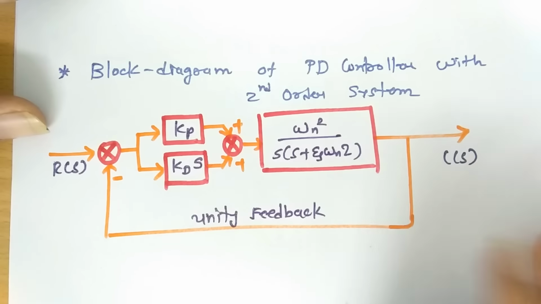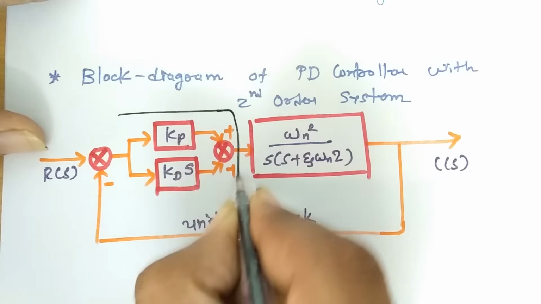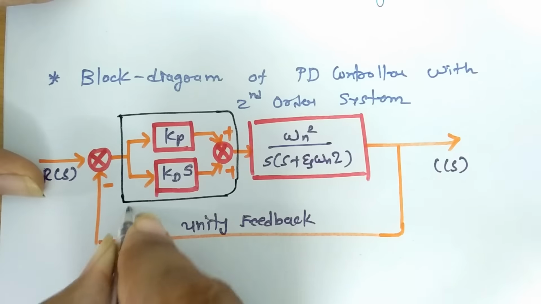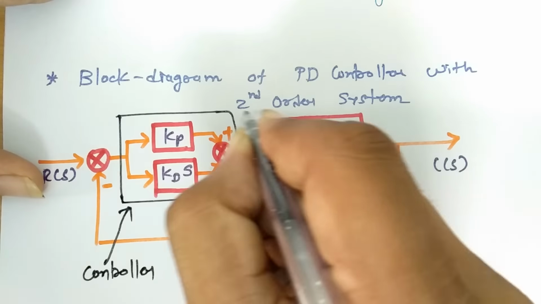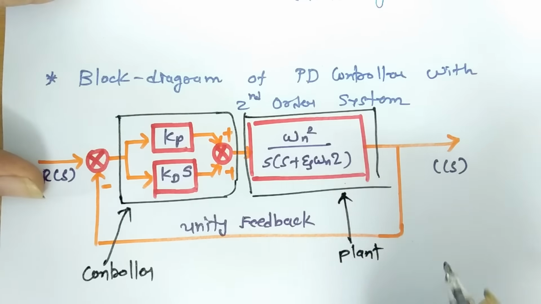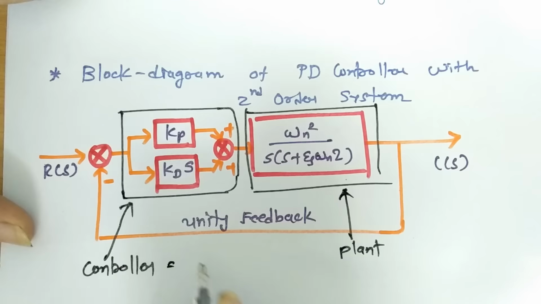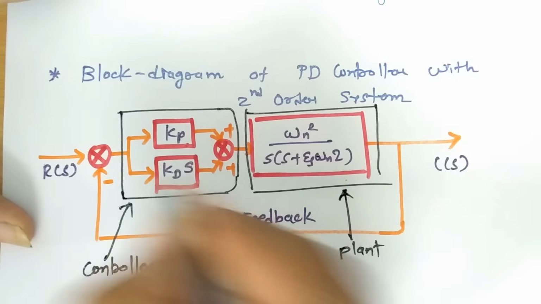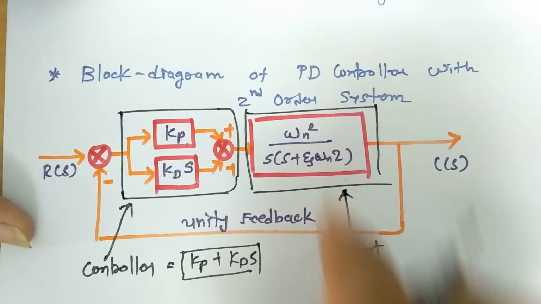Now let us move to the next point of this session, that is the block diagram. Here one can clearly see this is a basic block diagram of a controller, where this is the controller section and this is the plant, and these two are in series, so both will get multiplied. The controller section is Kp plus Kd s, the addition of proportional as well as derivative controller, and this is the plant section.